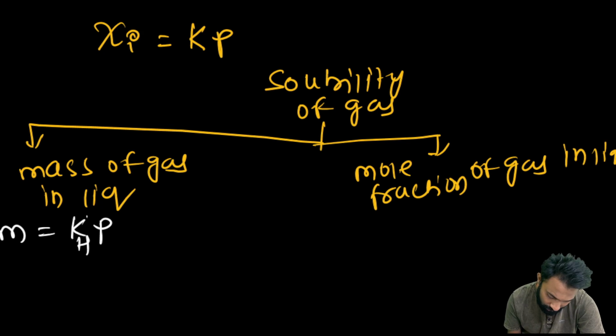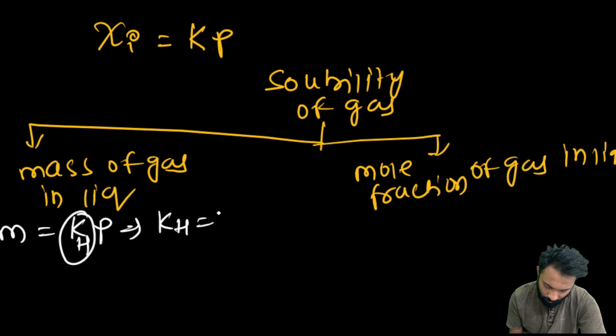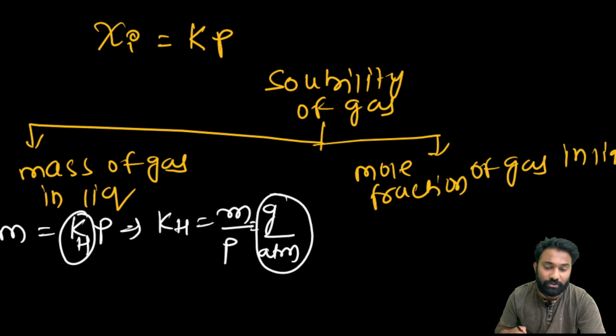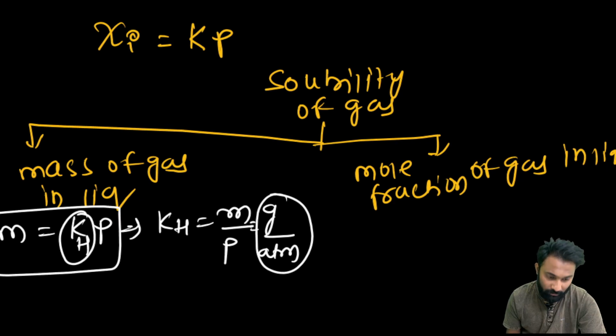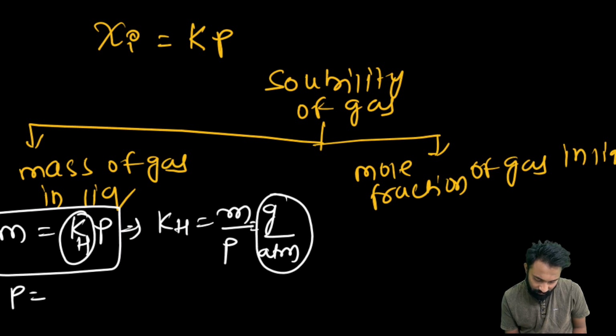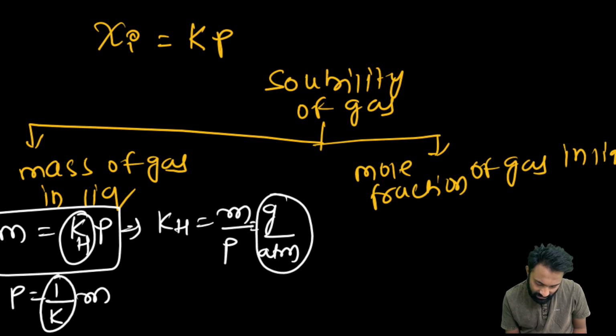Now, what is the unit of this KH here? KH is equal to m by p. m is in grams and pressure is in atm. If the Henry's constant unit is given as gram per atm, use this formula. And in some books they have taken 1 by k as the Henry's constant.